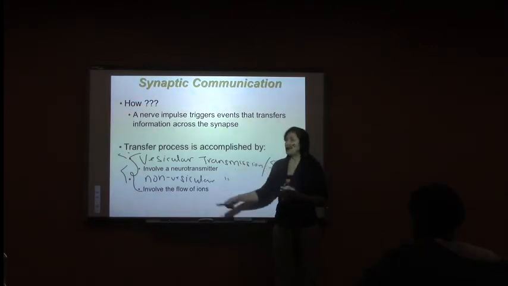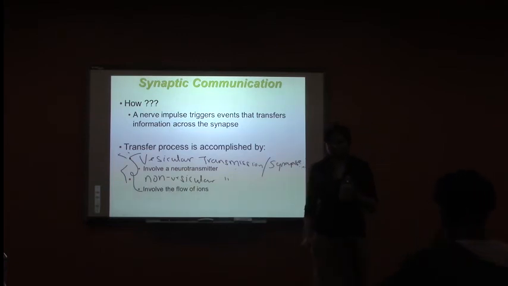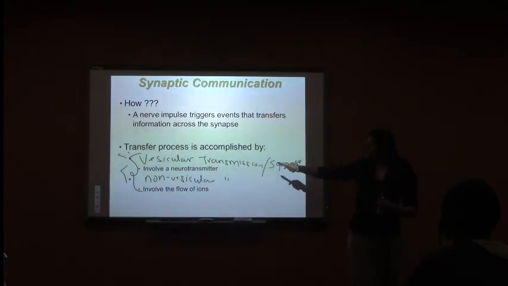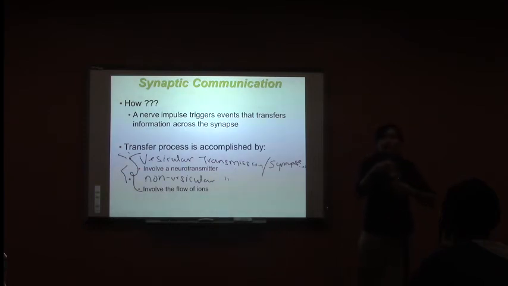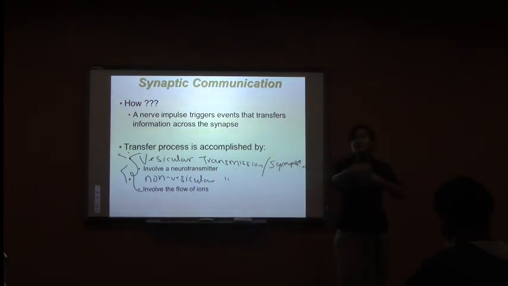If the presynaptic membrane does not release a neurotransmitter, but it actually releases ions, that's a different one which we don't usually even talk about in physiology because that's more PhD. Mostly in physiology we'll talk about the vesicular transmission. If it involves the flow of ions between two membranes, then it's called non-vesicular. Does that make sense? Both of these are synaptic transmission because the pre and post are still communicating with each other. Does that make sense?